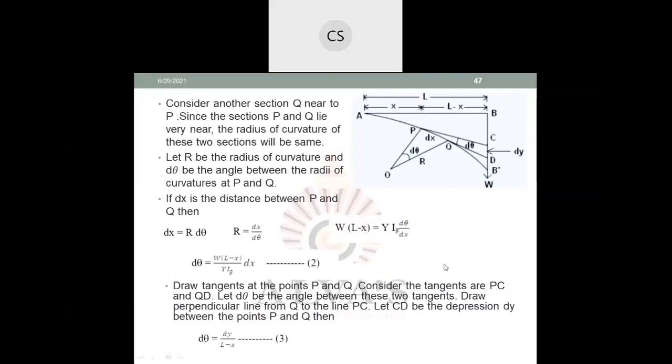The angle between PC and PD is dθ. Therefore dθ is equal to dy by L minus x. Clear? Is my voice clear? Audible? Okay, next.